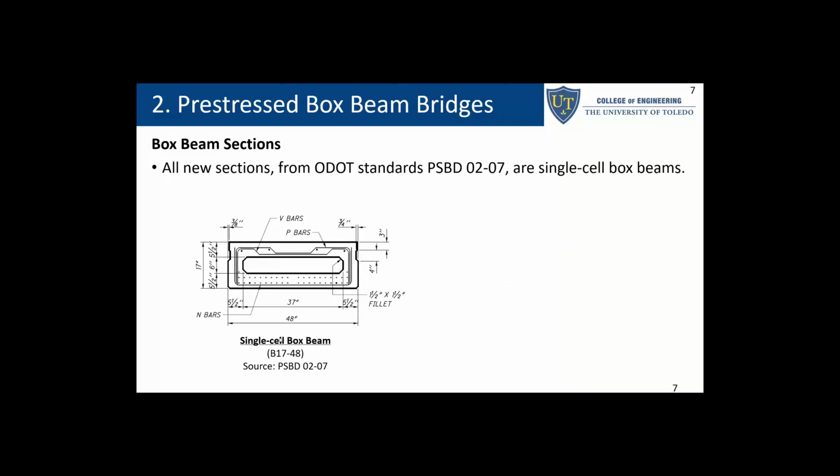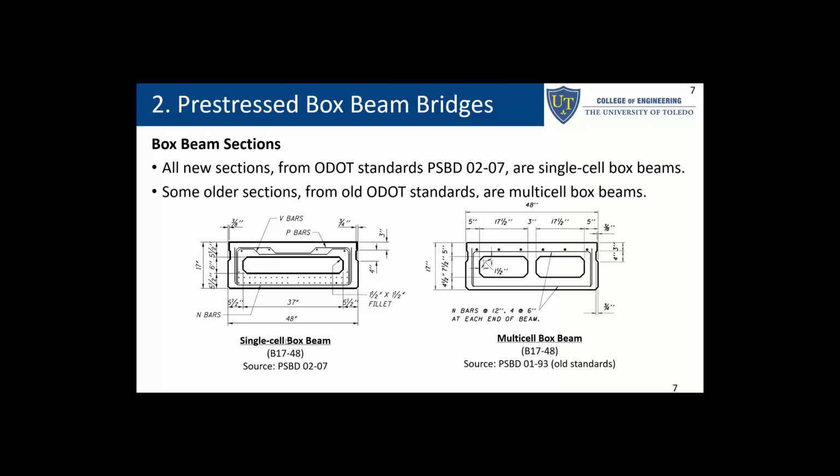All new sections from ODOT standards are single-cell box beams, and some of the older sections from old ODOT standards are multi-cell box beams. We can see on the bottom left side of the screen a single-cell box beam, and on the bottom right side, we can see the multi-cell box beam.